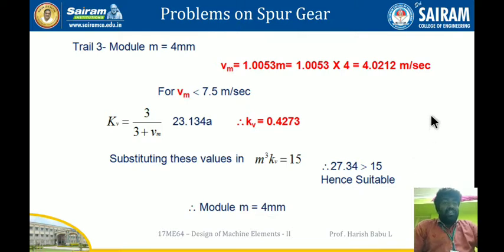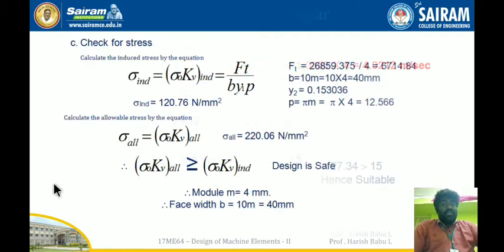Now I have to check the stresses, whether the module selected is suitable for the design or not. For that I go to the next step, that is check for the stresses. First you have to find the induced stress, which is given by Ft by b y1 P. Ft is already calculated in the second step, the standardized tooth load. There I substitute the module m value as 4, and I get 6714.84.